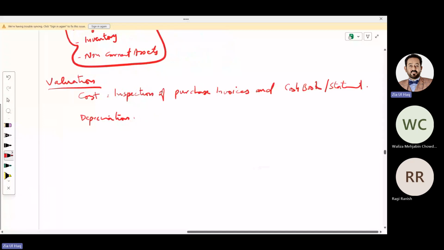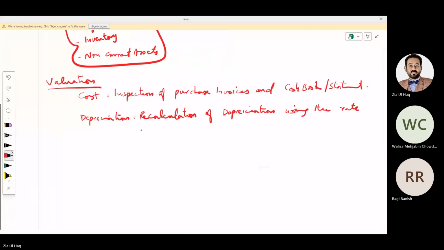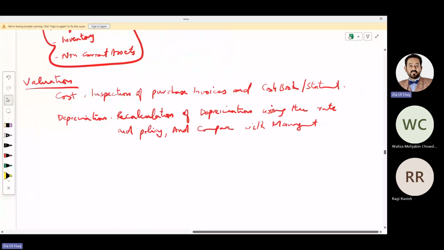How can we verify depreciation? Recalculation of depreciation using the rate and policy, and compare with management's calculation for accuracy.